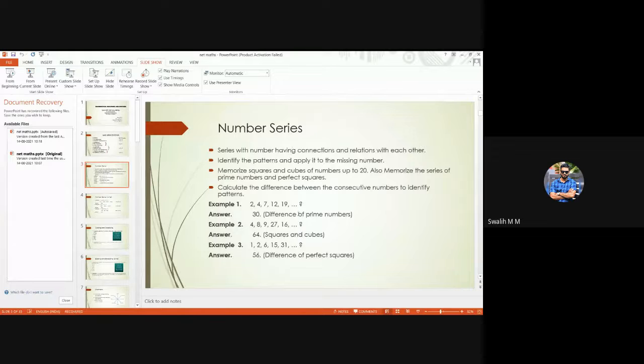For that, you have to memorize a few things. First of all, you need to know the squares and cubes of small numbers. If you know up to 20, it is well and good. Likewise, you need to know the series of prime numbers and perfect squares. Prime numbers, you must all know, are numbers whose only factors are 1 and the number itself. And perfect squares are squares like 4, 16, and so on.